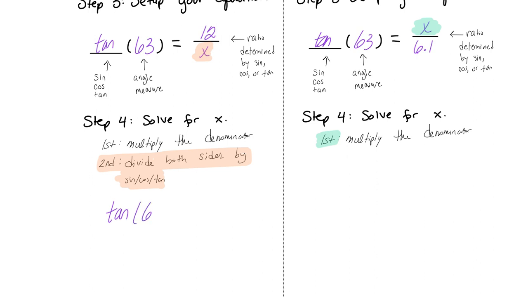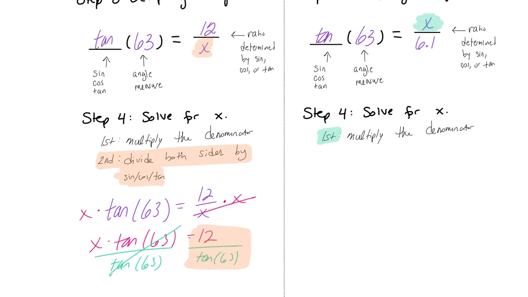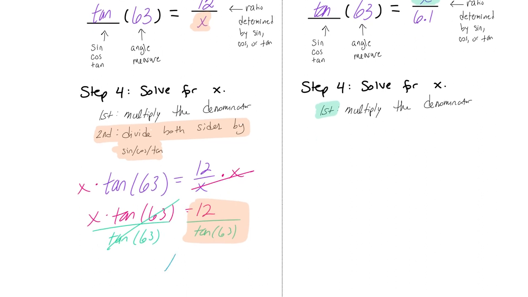So tangent of 63 is equal to 12 over x. First thing I do is multiply by the denominator. So I multiply by x. I get x times the tangent of 63 equals 12. Divide both by the tangent of 63. And the 12 divided by tangent of 63 is what I put in my calculator. Remember to make sure that your calculator is in degrees and not radians. And that answer is x equals 6.1.